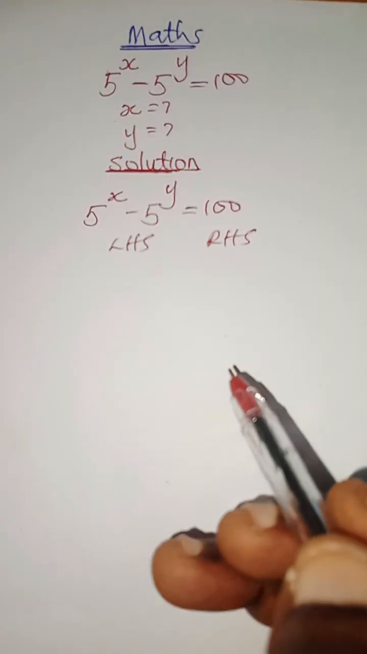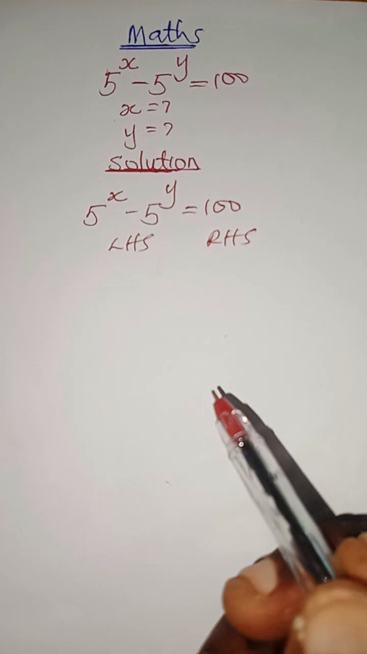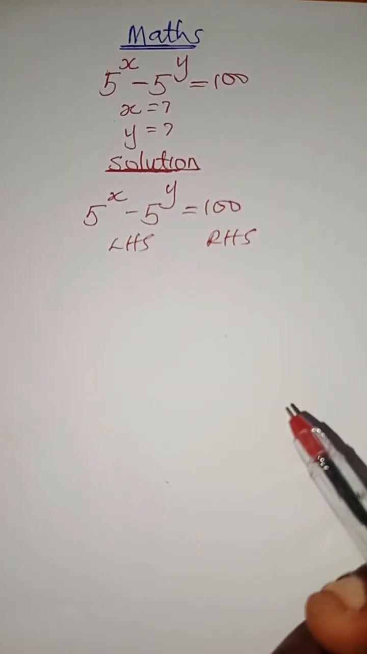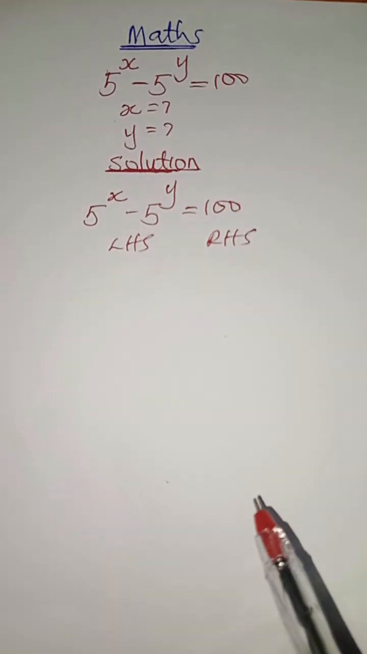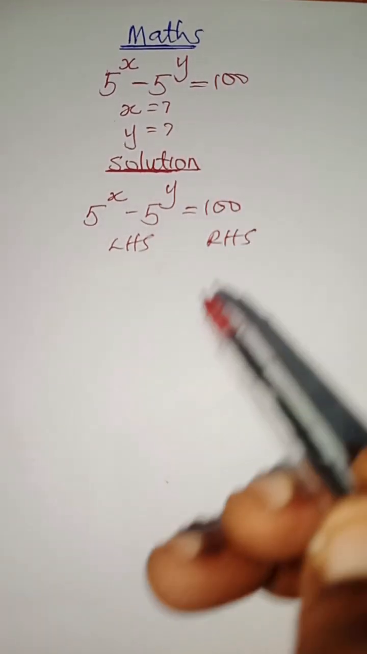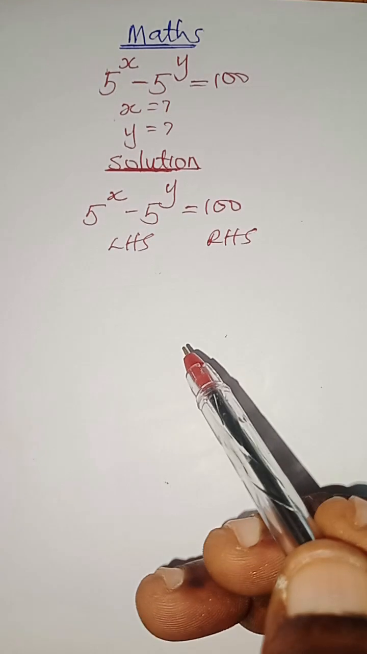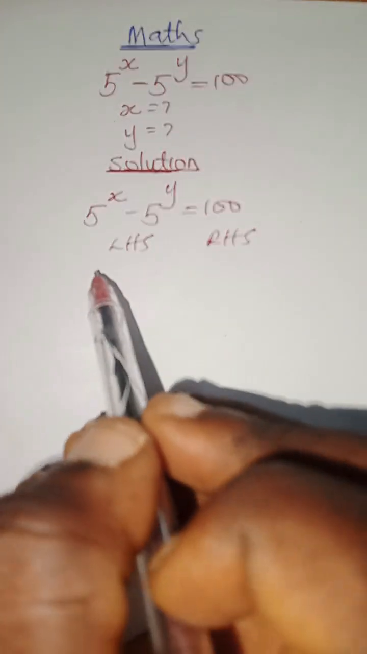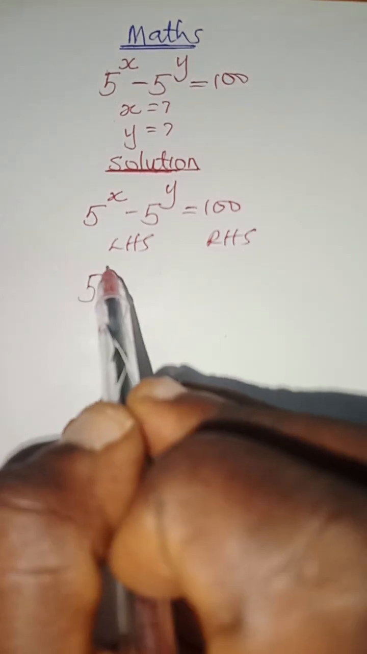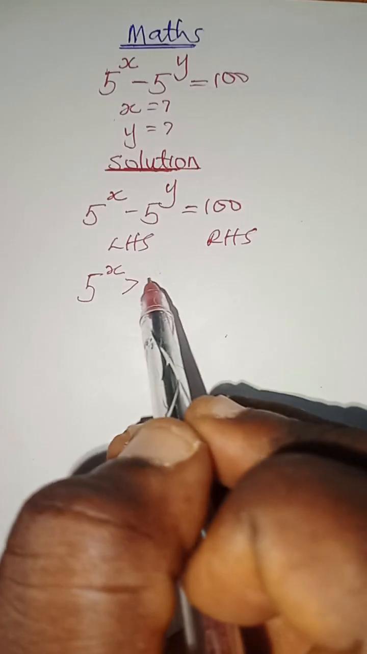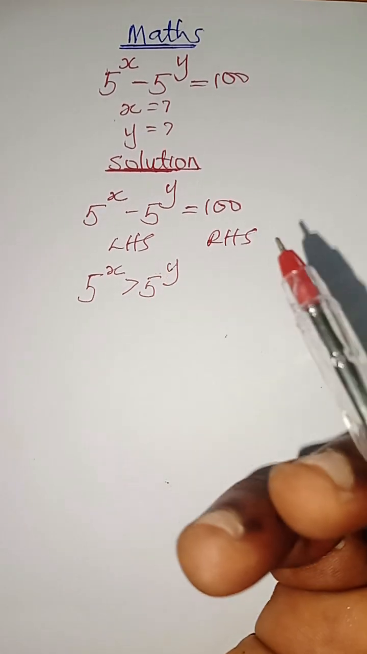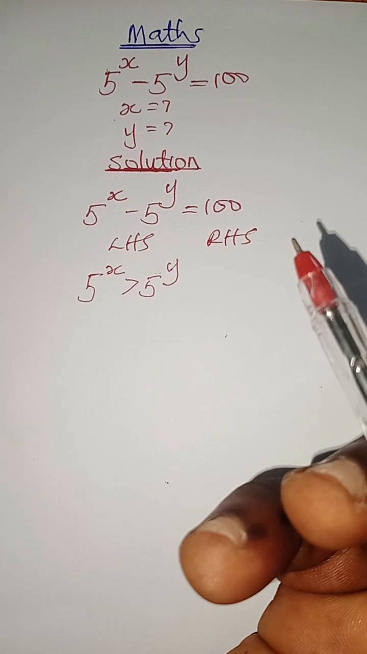Now, left hand side, right hand side. So look at our right hand side. Just listen to this explanation and follow me systematically. Our right hand side is 100. Now, since our 100 is a positive number, that is a number that is greater than 0, it means our 5 raised to power of x is greater than 5 raised to power of y. That is to say, x is greater than y.